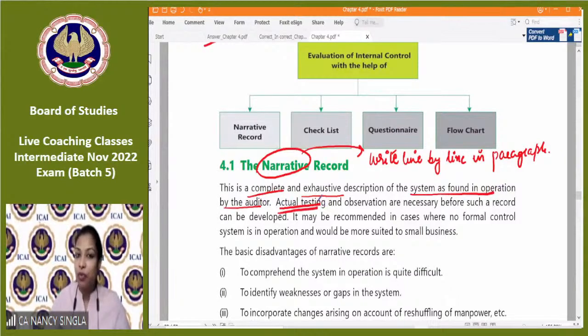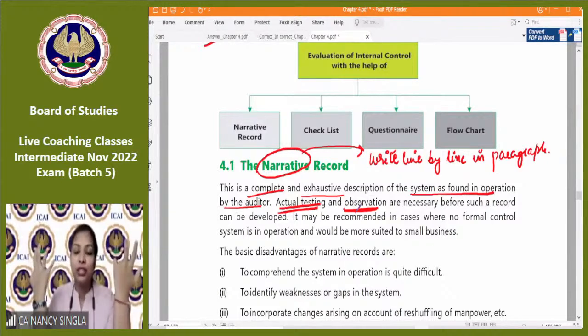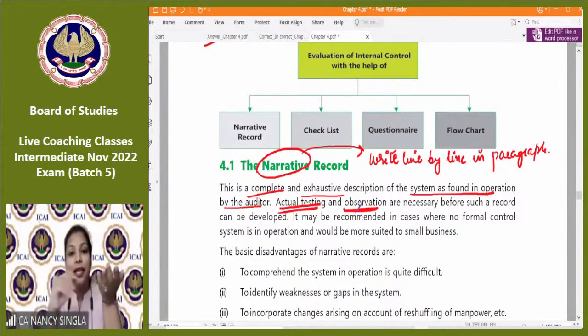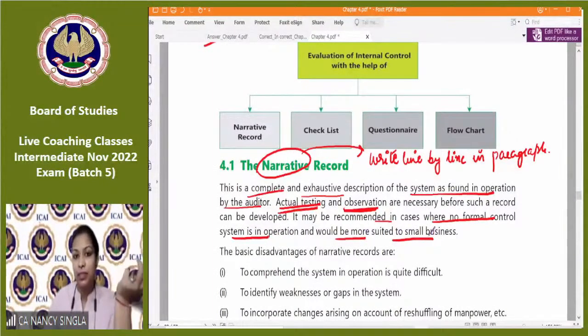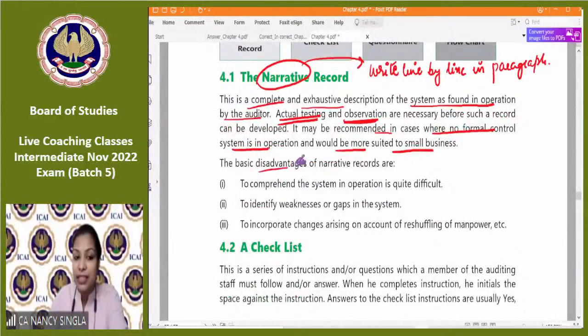So before writing, obviously he'll observe or he'll perform certain procedures, that is actual testing. But see, students, where there are complex internal control, huge internal control, narrative record is not possible. In case of large organizations, you cannot just keep on writing each and everything where there are complex internal control. So it is recommended in cases where no formal control system is in operation and would be more suited for what? Small businesses. Where there is a small internal control, a small company, there narrative record is possible. Okay? Now, what are the basic disadvantages?